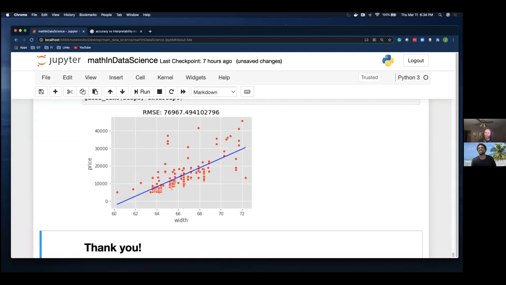Will you share this Jupyter notebook? Yep, that's the game plan, right, Jelani? Yep. I'll share the notebook with you guys so you'll have access to it, and you can play around in there.